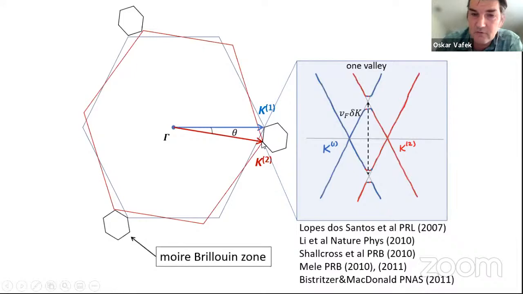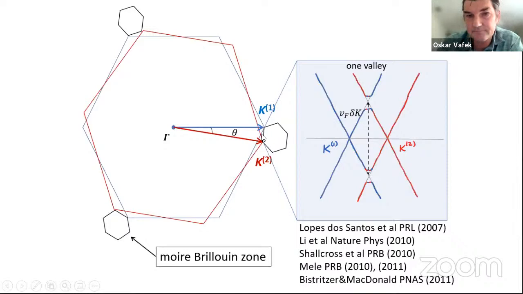And so for now, theoretically, let's just assume that the two layers are decoupled. And let's think about what would happen to the dispersion as we move along this line that joins K1 and K2. Well, there's going to be a Dirac point at K1 that's sketched over here in blue, and a Dirac point at K2 that's sketched in red. In the absence of any tunneling between the two layers, there will be no level repulsion. These lines would cross over here and over here. And the energy scale associated with that crossing is the slope, which is set by the Fermi velocity, times half the displacement in momentum space between these two Dirac points. So that's the energy scale here. Delta K is the separation between them.